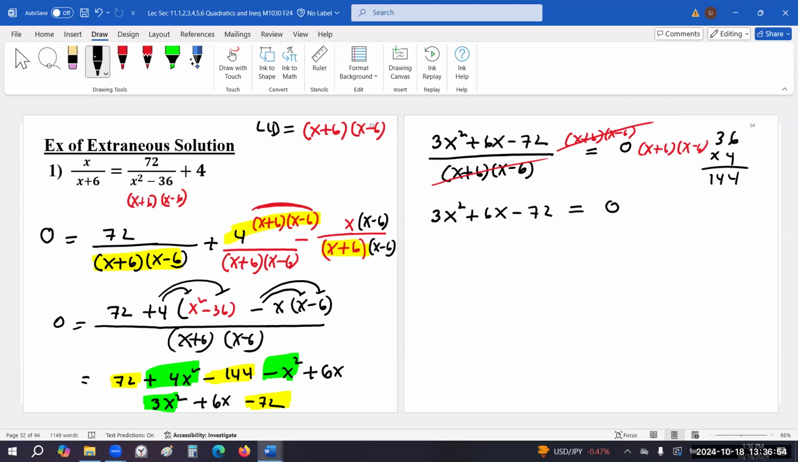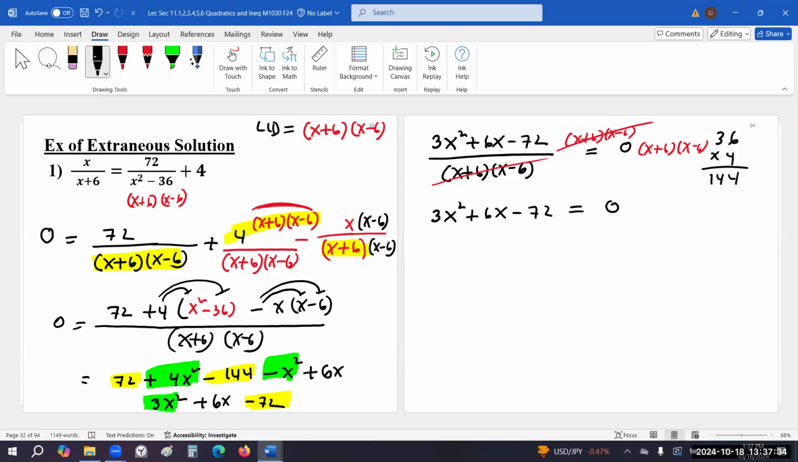So when we combine the numerator, the first one doesn't have anything, we kept it. Second one, we distributed. Third one, we also distributed. So we got this big line. We combined like terms. 4x squared minus 1x squared gives us 3x squared. 6x doesn't have any friends, so we just write it down. We have 72 minus 144, that gives us negative 72. So at the top, we have 3x squared plus 6x minus 72 over the denominator equals 0. Now the denominator is useless, so we cancel, and we got the numerator equals 0.